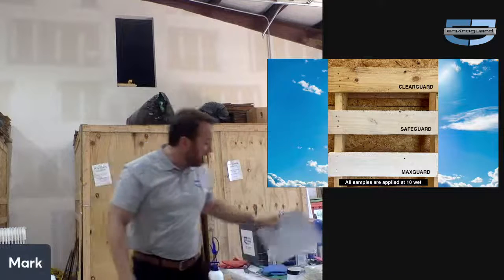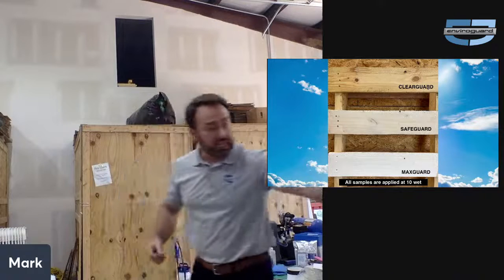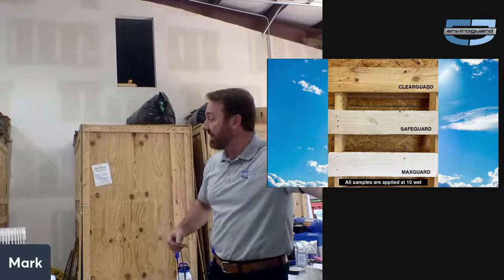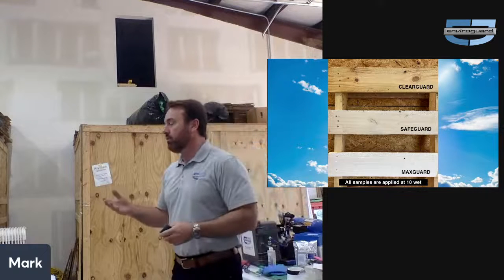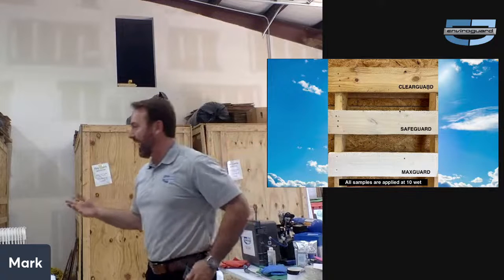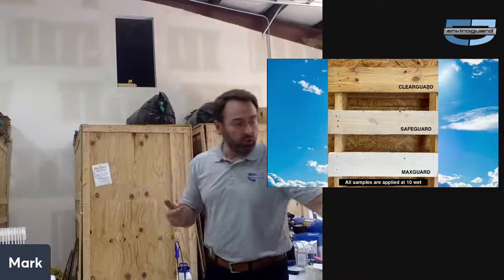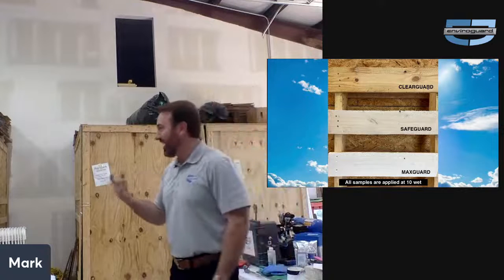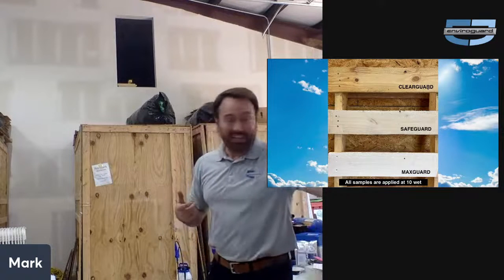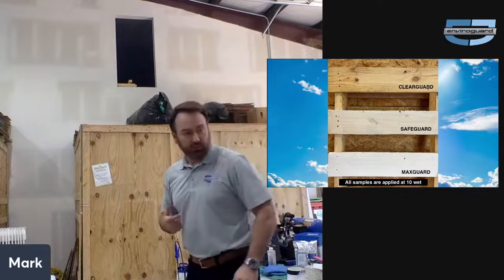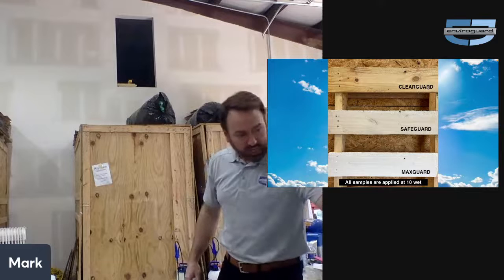Okay, so this shows you what ClearGuard is going to look like, a natural surface. That's ClearGuard on a pallet, okay? Pallet wood is some of the most difficult wood to clean, number one, and number two, there are so many knots in it that you can kind of see what coverages look like, right? Because it's cheap wood. So that's what ClearGuard looks like on the surface. There's no sheen or anything. That's what Safeguard looks like.